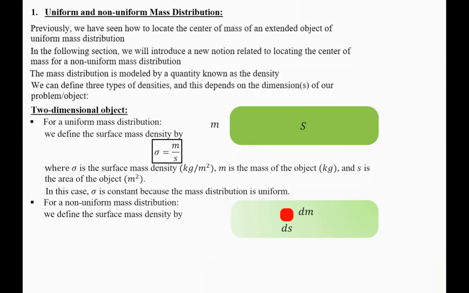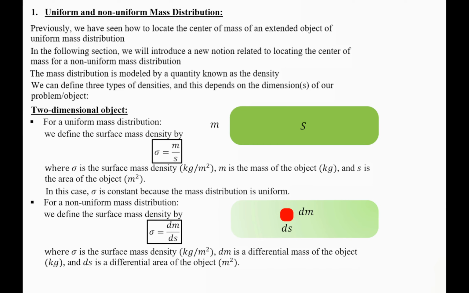If you look at this, it has certain dimensions; it should be even smaller than this one. In this case, the surface mass density is given by sigma equals dm divided by ds, where sigma is in kilogram per meter squared, dm is the differential mass in kilograms, and ds is the differential area of the object. As anticipated, sigma is variable because the mass distribution is non-uniform. If we choose another point here and calculate the ratio dm divided by ds, we will find that sigma is not the same at this point.